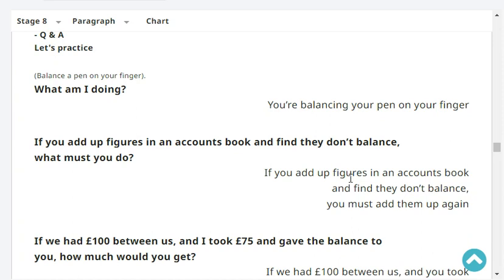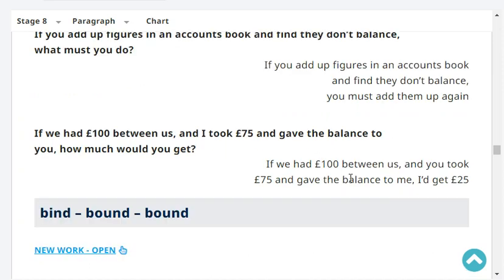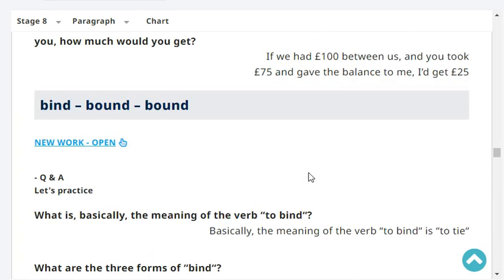If we had 100 pounds between us and I took 75 pounds and gave the balance to you, how much would you get? If you took 75 pounds and gave the balance to me, I'd get 25 pounds. Very good.